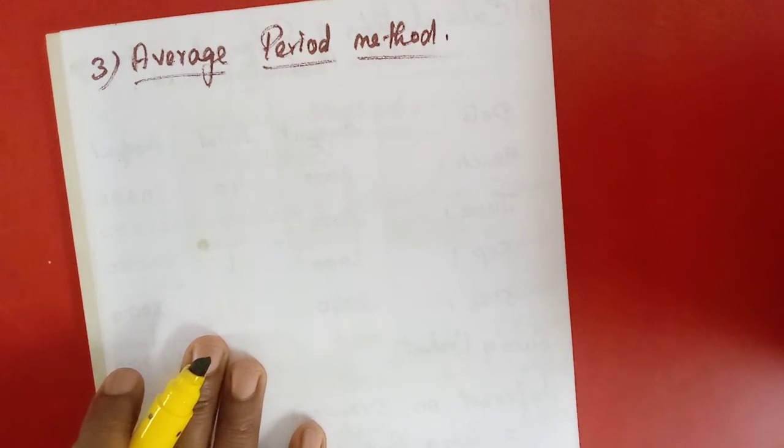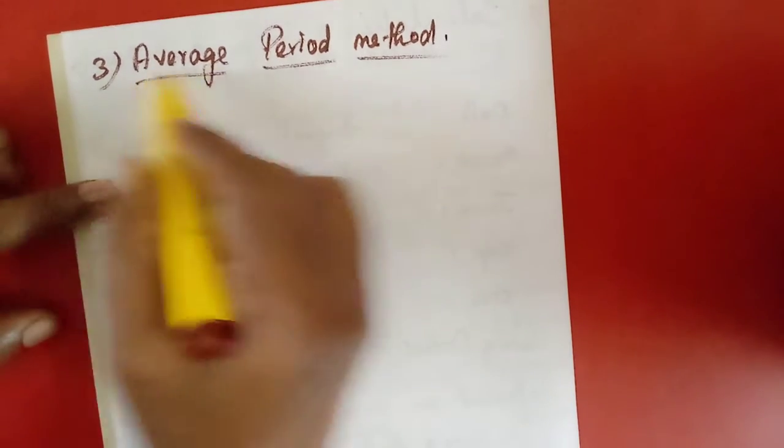We never calculate that for days. Okay, so into 1 by 12. Now you listen to this one. Average period method.